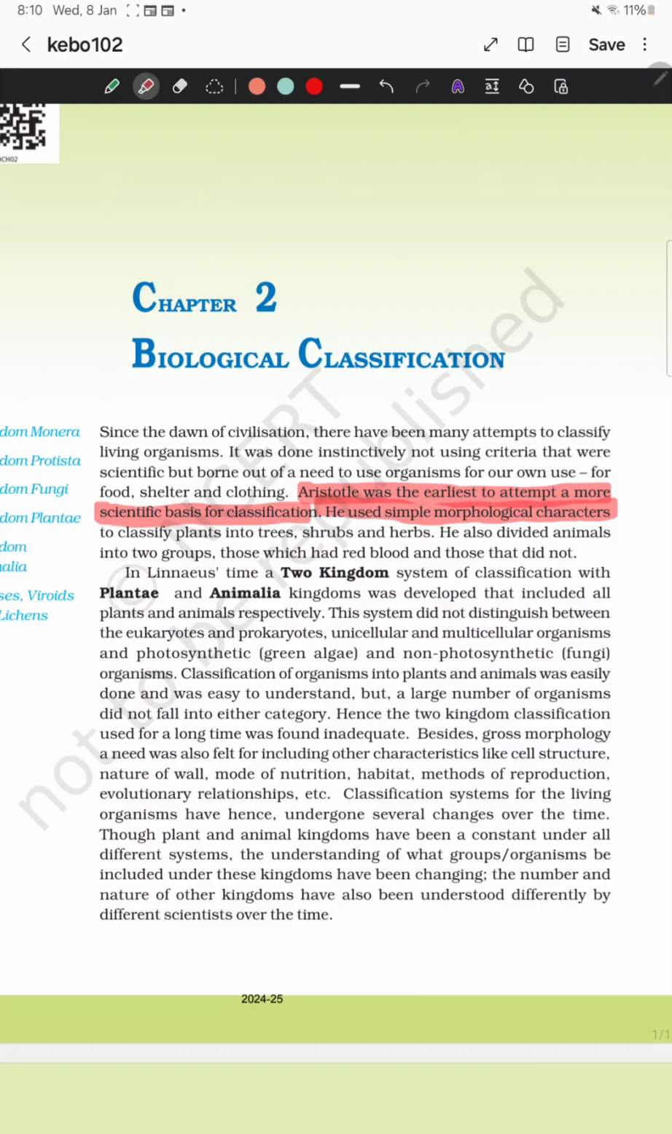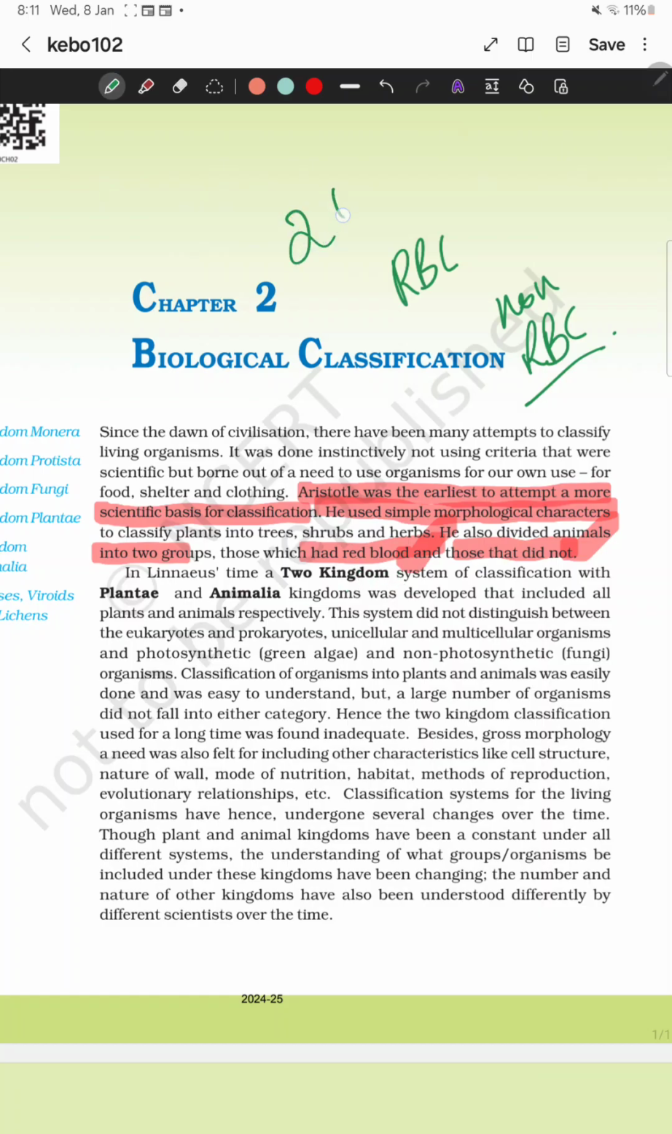He also divided the animals into two groups, which means red blood cells and non-red blood cells. He stated this based only on plants and animals. Plants include trees, shrubs, and herbs, and animals are in two categories, which are red blood cells and non-red blood cells. Then after, Linnaeus came and he introduced the two kingdom classification.